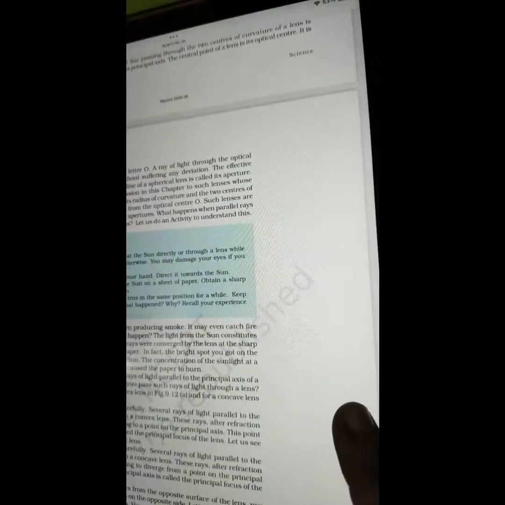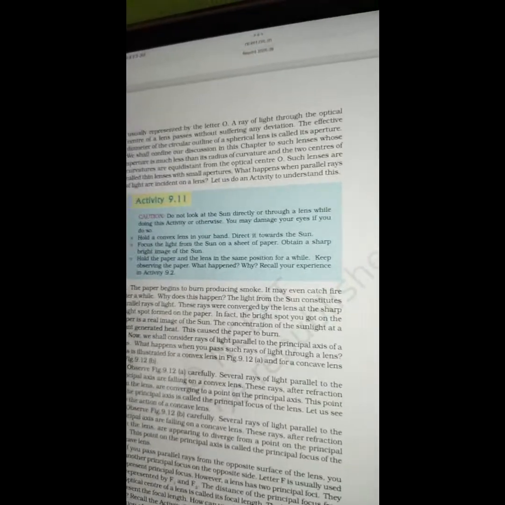Each of these surfaces forms a part of a sphere. The centers of these spheres are called centers of curvature of the lens. The center of curvature of a lens is usually represented by the letter C. Since there are two centers of curvature, we may represent them as C1 and C2. An imaginary straight line passing through the two centers of curvature of a lens is known as the principal axis. The center point of a lens is its optical center. It is usually represented by the letter O.